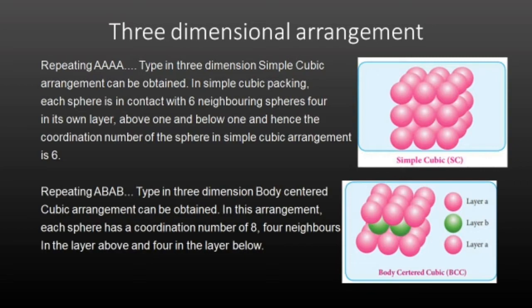In the same way, see the second diagram. If you arrange the rows in AB type in a three-dimensional arrangement, we get the body centered cubic system. Here the coordination number is 8. Now see the diagram. Here the green color atom is touched with four rose color atoms above the layer and four rose color atoms below the layer. So totally 8 atoms are in contact with the green color atom. So the coordination number of body centered cubic is 8.